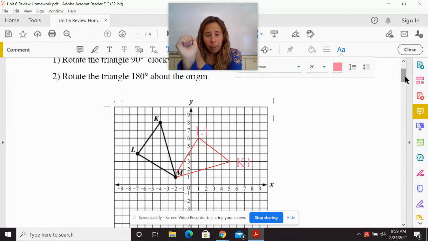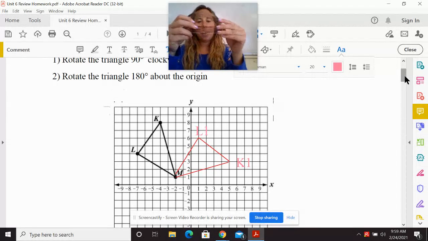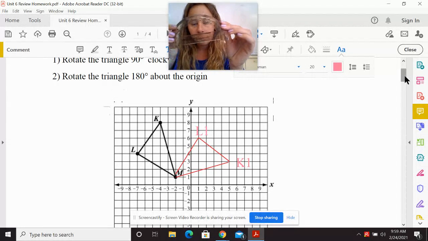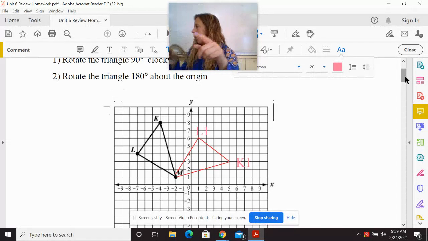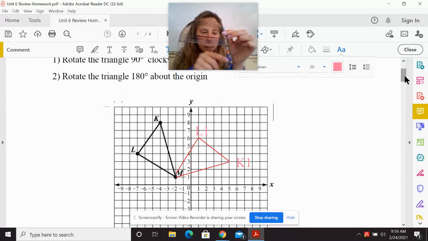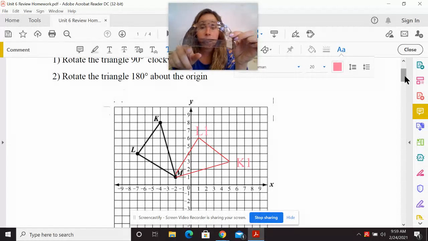When you're rotating about the origin, you can use a protractor. If you use a protractor, I think I took my better one home with me. Okay, well, fine. So if you have a protractor, your 180 degrees is just down here. It's a straight line.